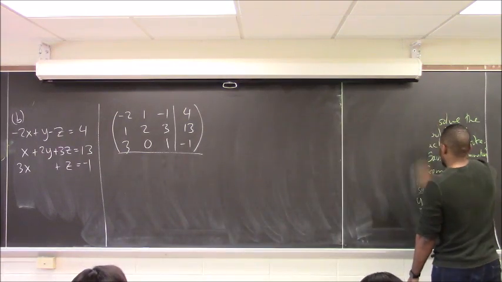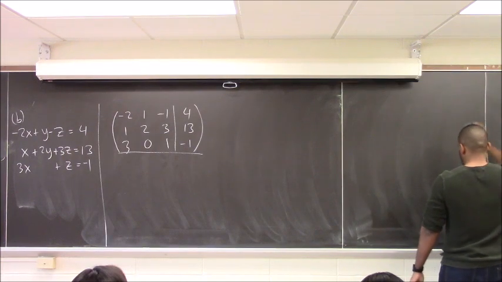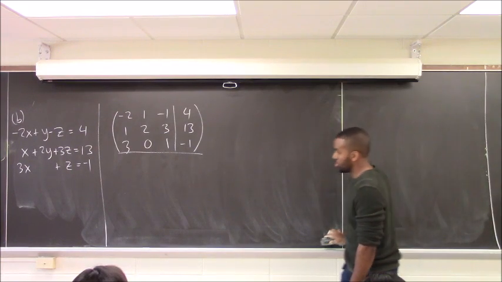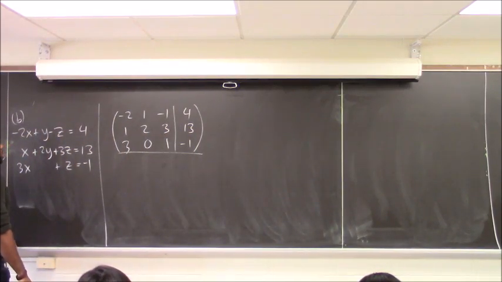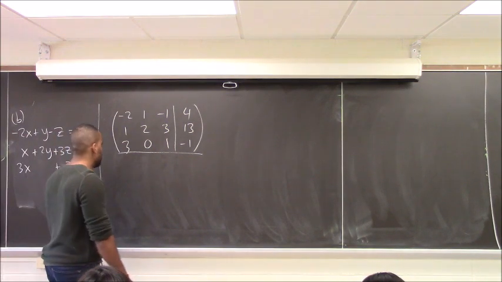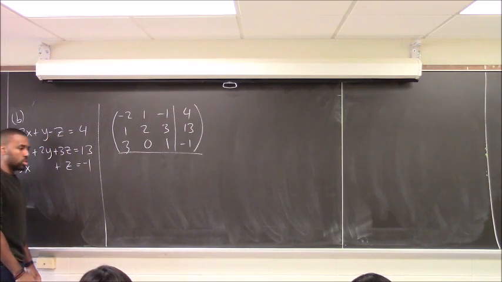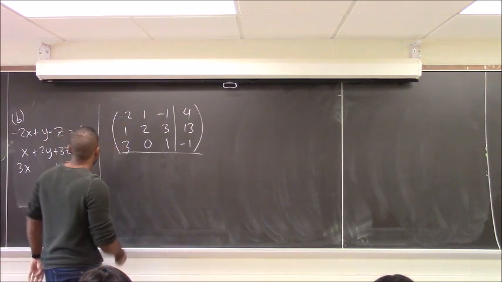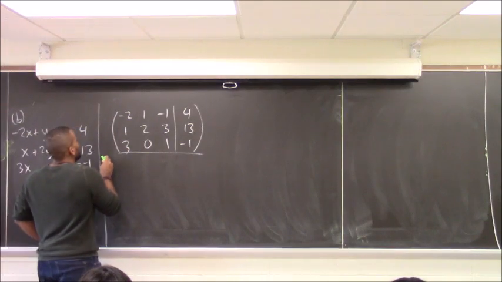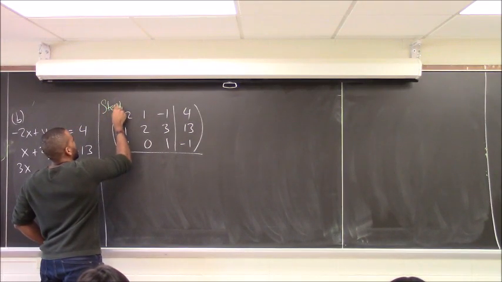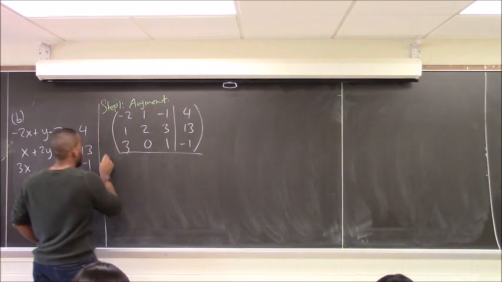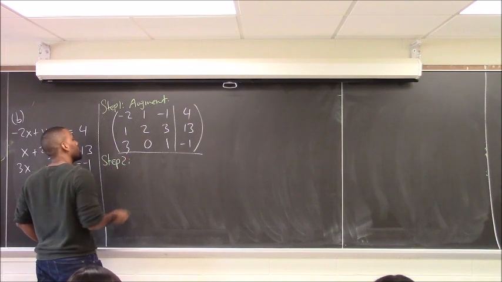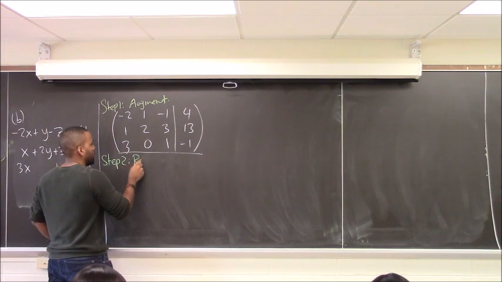Okay, what are some of the properties of reduced row echelon form? Here are my recommendations for making it a little bit more efficient. Really focus your game on the pivots. Those are the first non-zero numbers in every row. So step 1 is of course to augment. Step 2 is we're going to do row operations.